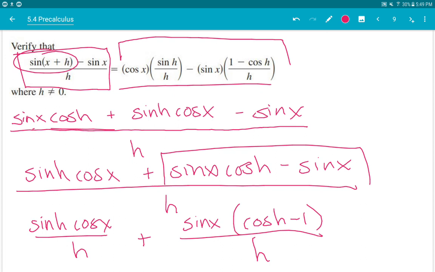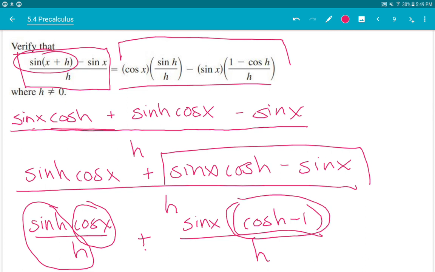Okay, so we kind of have what we want. We have sine of h over h. We have the cosine of x. Here it's a plus, but we can easily change that by factoring out the -1. If I factor out that -1, this becomes negative. This becomes a sum, and this becomes a negative. So there you go, there's your identity. All right, so that's how you verify that.